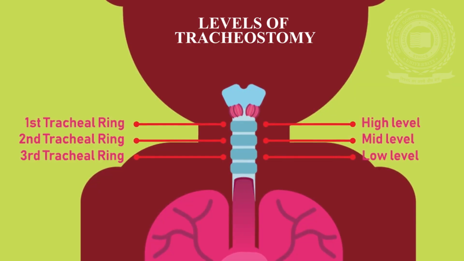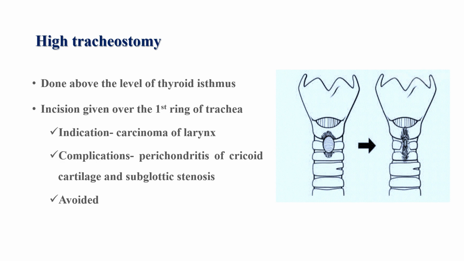There are three different levels at which tracheostomy can be done: at high level, mid level, or low level. A high level tracheostomy is done above the level of thyroid isthmus at the first ring of trachea. Indications include carcinoma of larynx. Complications: it may cause perichondritis of cricoid cartilage and subglottic stenosis. It is generally avoided.